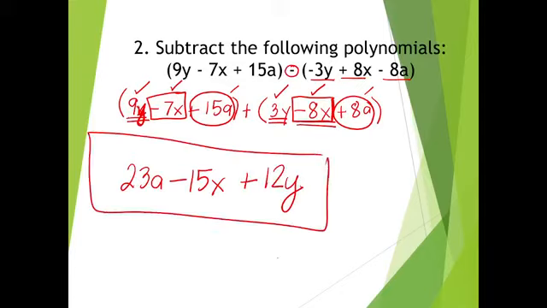Okay, positive 3x. Correct. What about positive 4 and negative 1? Purong negative. Oh, very good. Negative 5. That's correct. Okay? What about number 2?